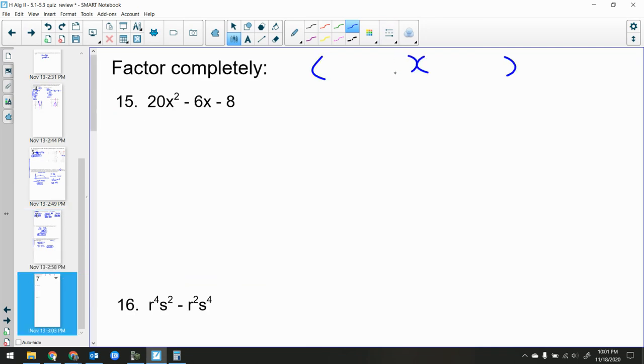Okay, now these factor completely ones. Remember, I do not want to solve for x. I just want to factor down. So first thing I can see here is that this is all divisible by 2. So let's factor out a 2. We're left with a 10x squared minus 3x minus 4.